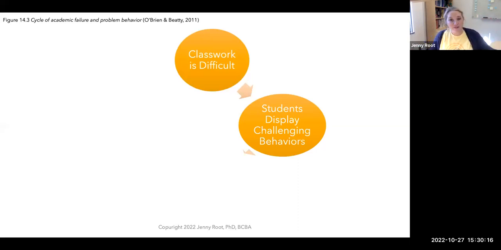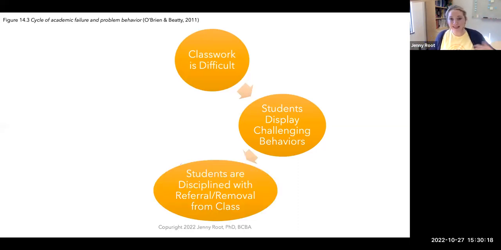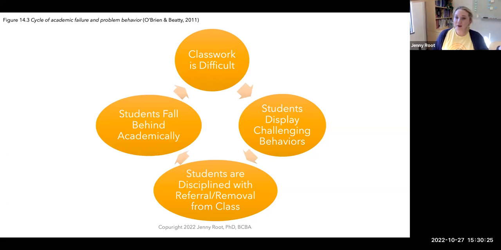Well, what often happens is the students are disciplined, they're removed from class, they're suspended. Well, they're missing content now, and nothing's being done to actually increase their capacity to be successful in that environment. And so then the cycle just continues.